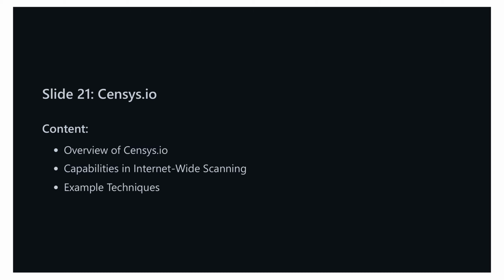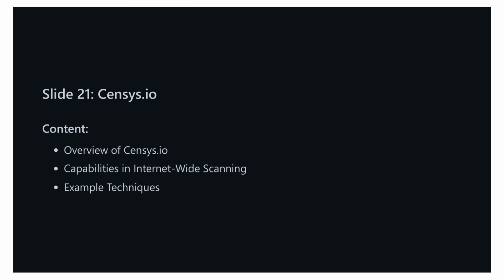Continuing our exploration of tools for network reconnaissance, let's move on to Census.io. Census.io is a tool known for its advanced capabilities in internet-wide scanning. Unlike traditional scanning tools, Census.io can scan the entire internet to provide comprehensive data on internet-connected assets. With Census.io, you can analyze the state of the internet and identify trends in global security practices. It's particularly useful for discovering vulnerabilities, conducting broad assessments, and even tracking the deployment of new technologies.